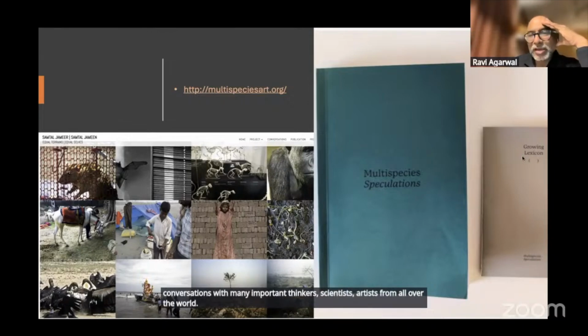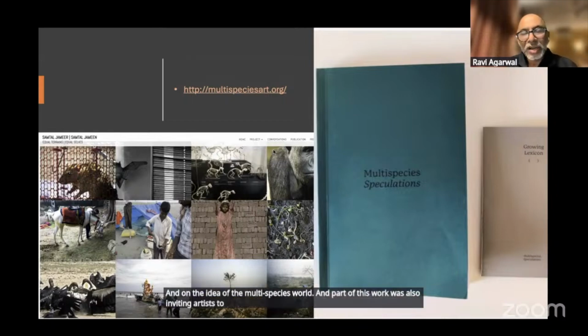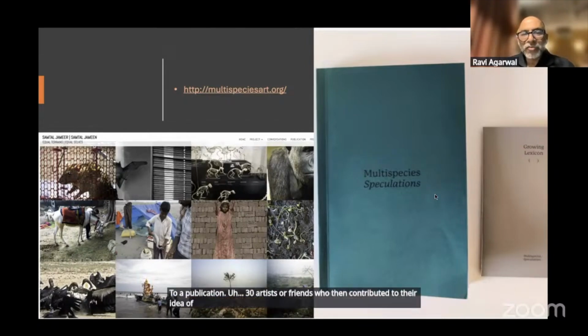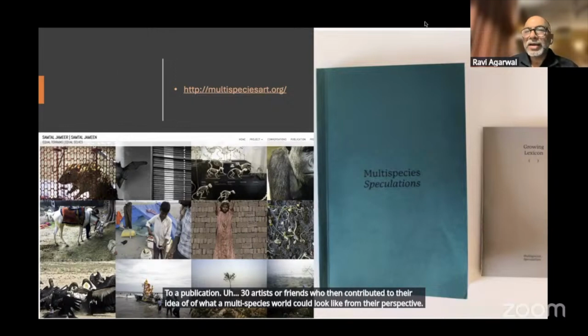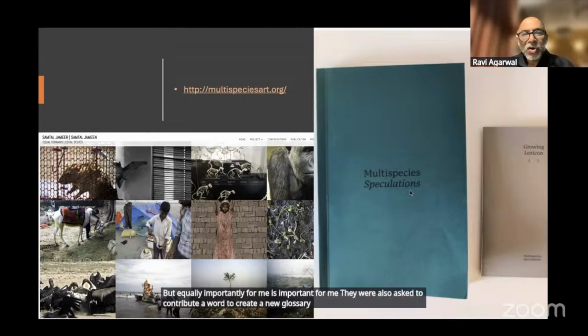Some of whom are friends, some of whom I got to know, and on the idea of the multi-species world. Part of this work was also inviting artists to contribute to a journal, a publication of 30 artists, all friends, who contributed their idea of what a multi-species world could look like from their perspective. Equally importantly for me, they were also asked to contribute a word to create a new glossary of the multi-species world.